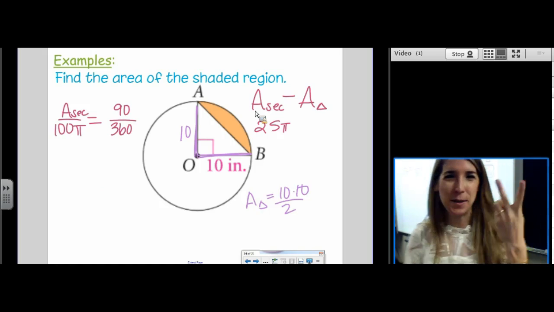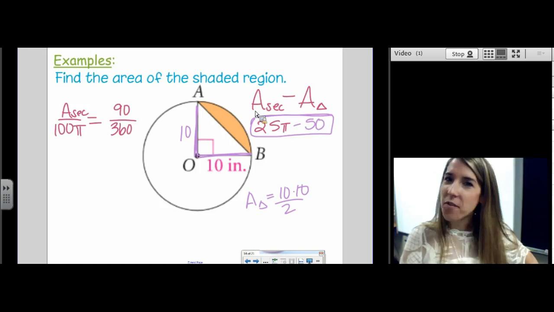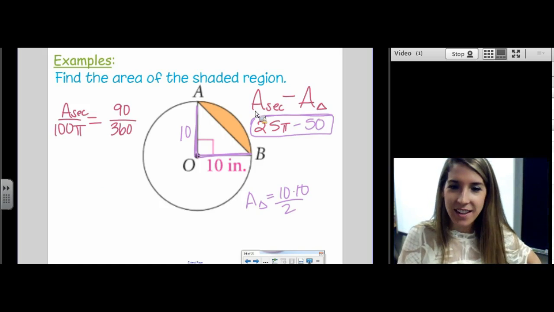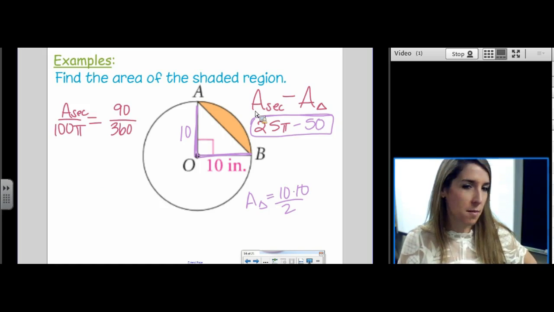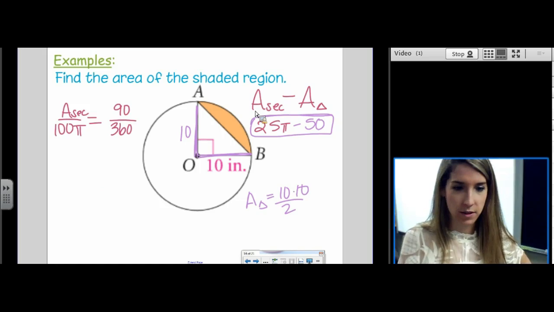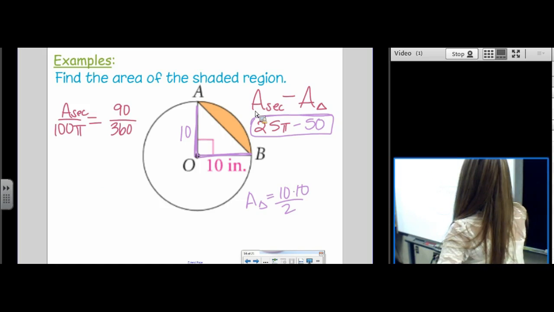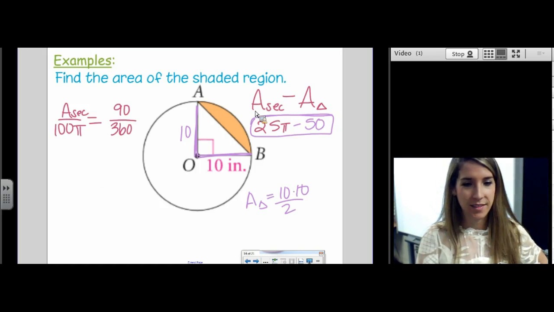It looks like we have those the wrong way, right? Like, ooh, I should switch those. But no, you should not. 25 pi is greater than 50, so the answer is 25 pi minus 50. You don't subtract them, you don't combine them, you don't do anything unless the problem says to round. You might want to put units on it. It would be inches squared because it is an area. Okay?